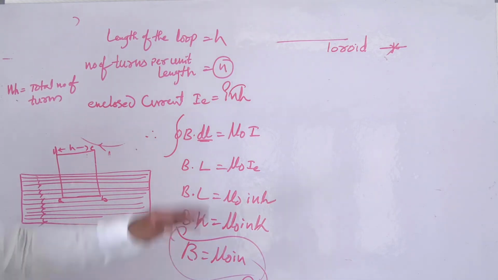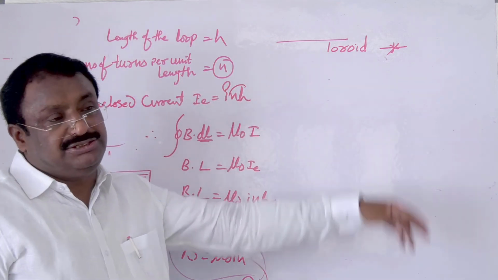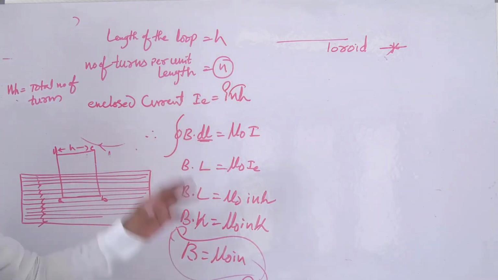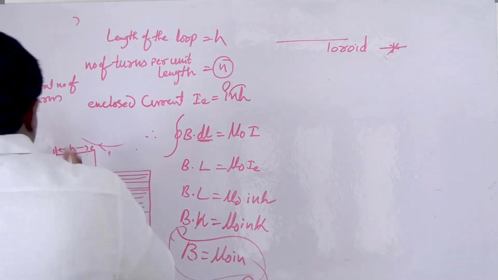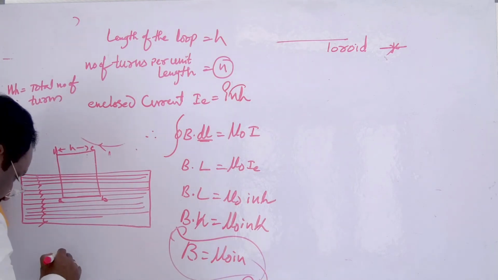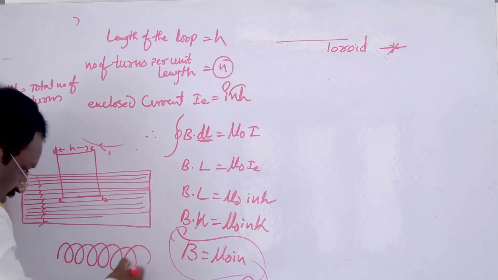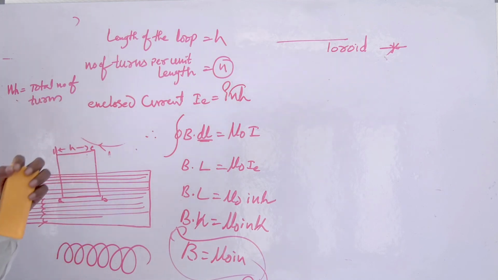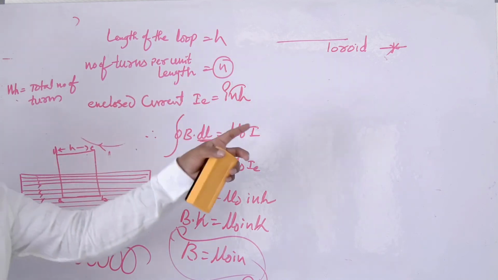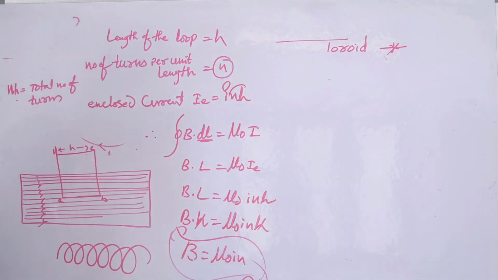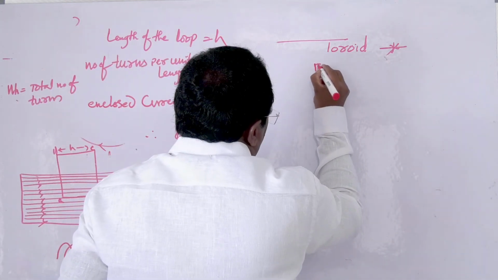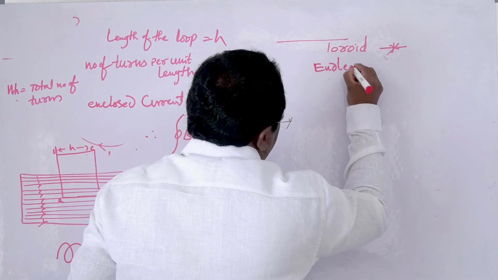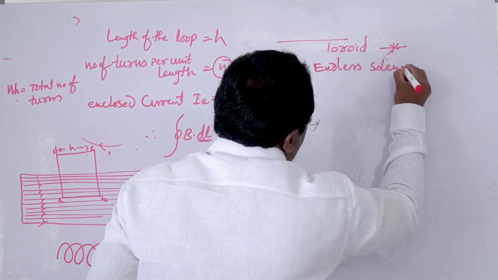And we have another field device, that is toroid. It is stronger than a solenoid. So what is a toroid? If you take the same solenoid, bend it in the form of a circle and connect these two ends, it becomes a toroid. So a toroid is nothing but an endless solenoid.